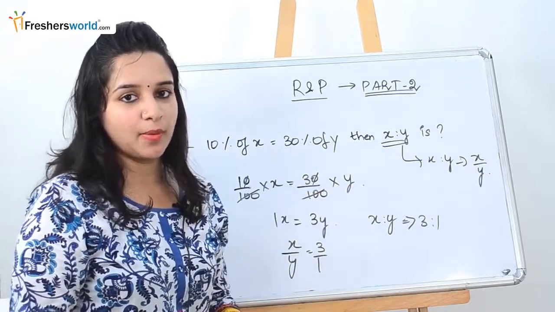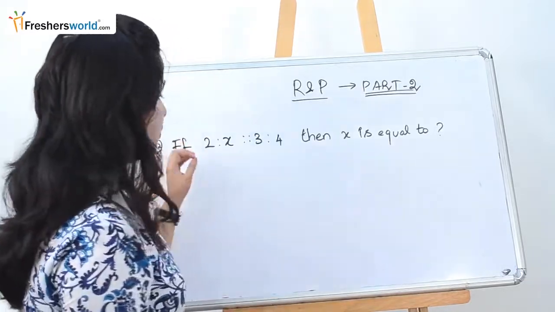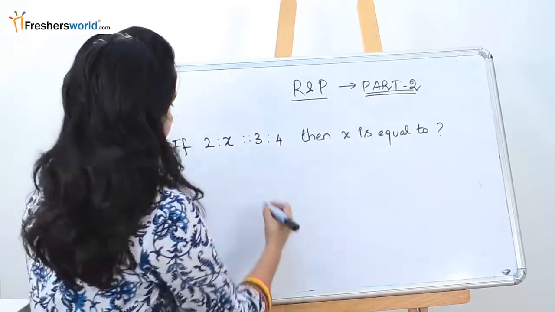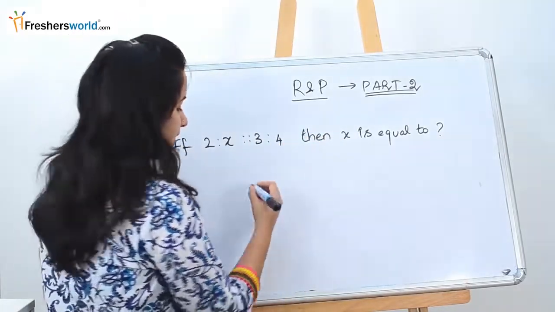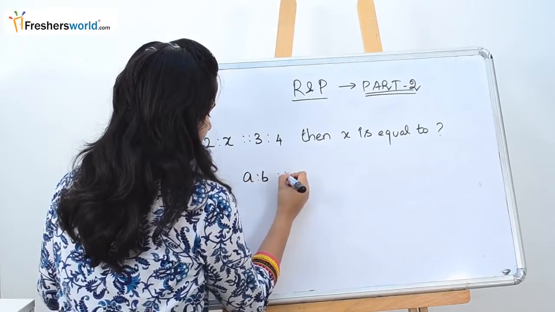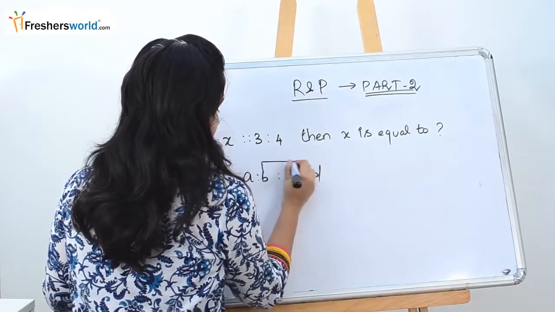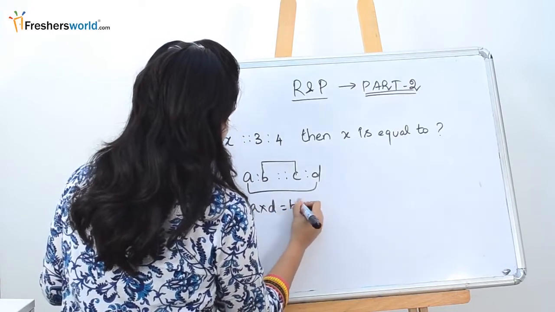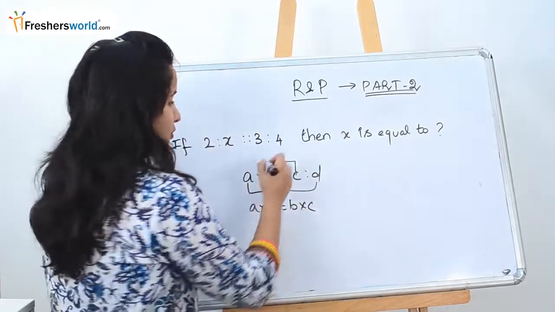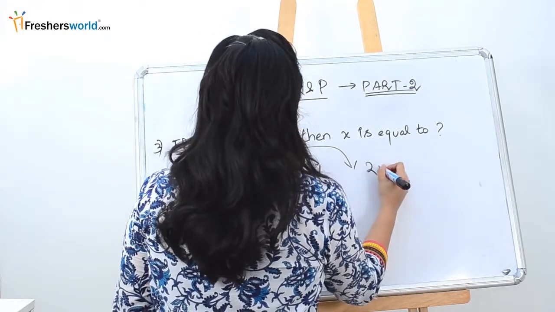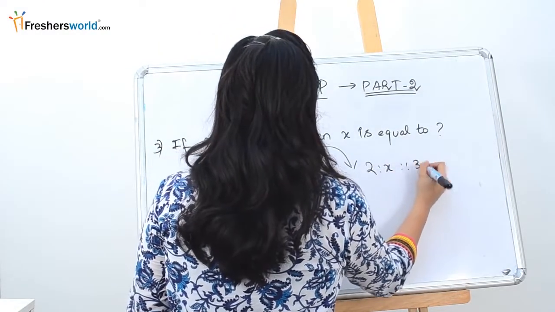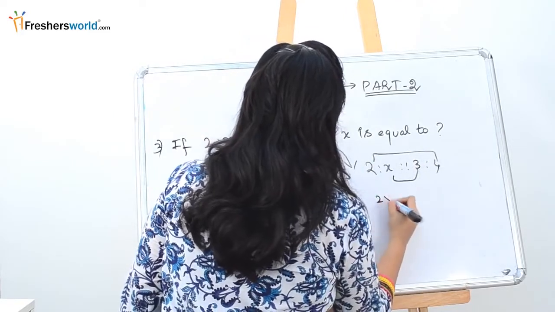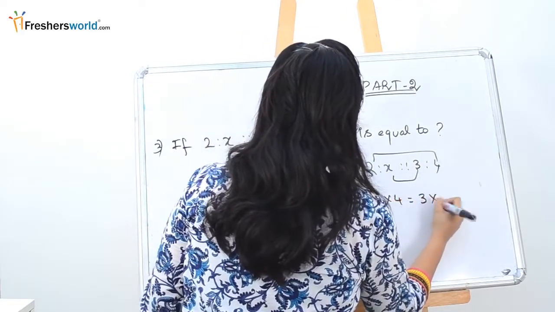Let's solve another problem. The next question is, if 2 is to x is to 3 is to 4, then x is equal to what? If you remember our earlier video, a is to b is to c is to d means and extremes, so we did a into d is equal to b into c. Similar thing we are going to do here. What they have given is 2 is to x is to 3 is to 4. So multiply the means and extremes: 2 into 4 is equal to 3 into x.